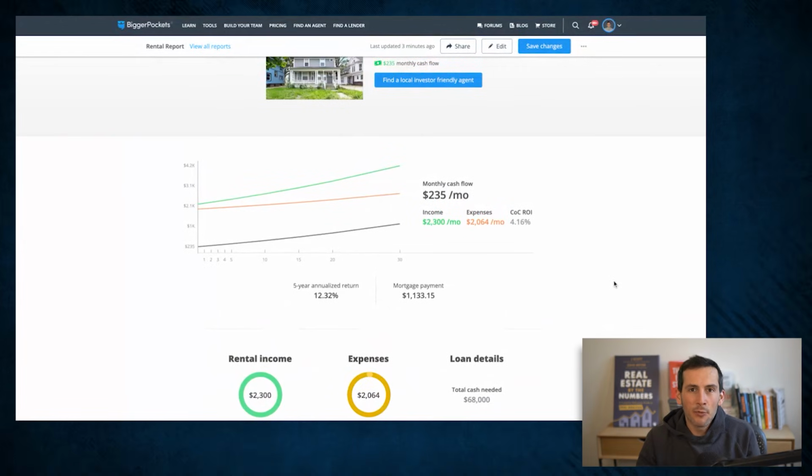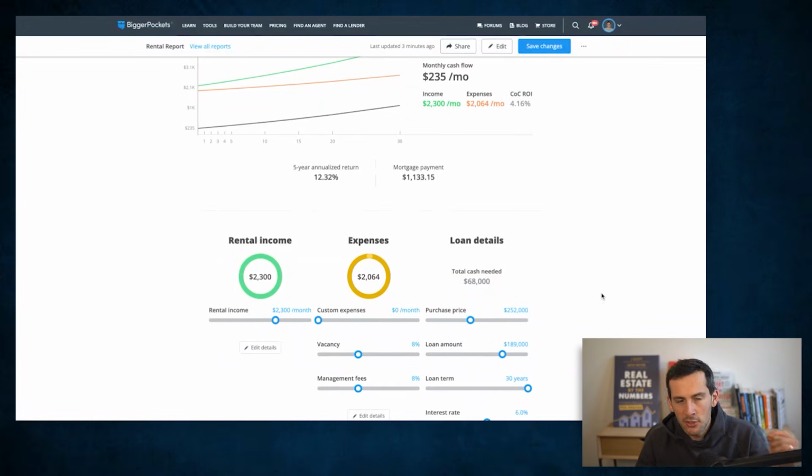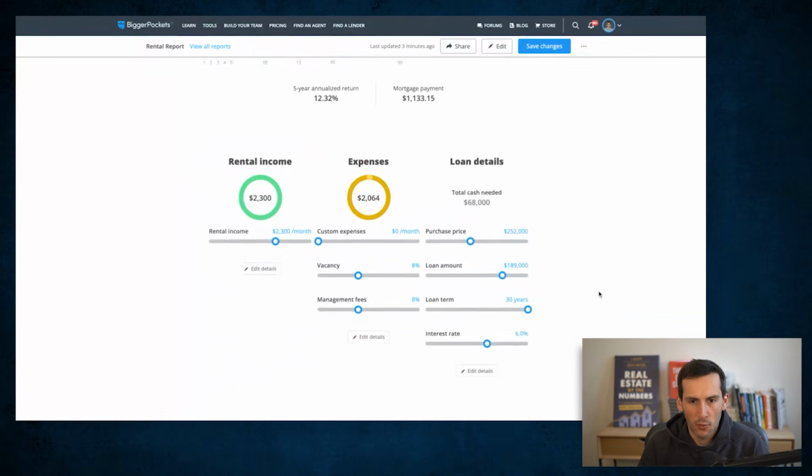And this is what I mean when I say that every property is a deal if you have the right numbers, because now I've used the calculator and used my analysis skills to say what would be a deal that actually works for me. All right, cool.